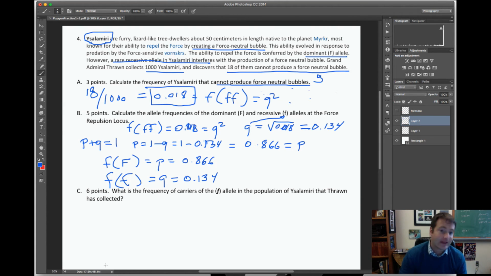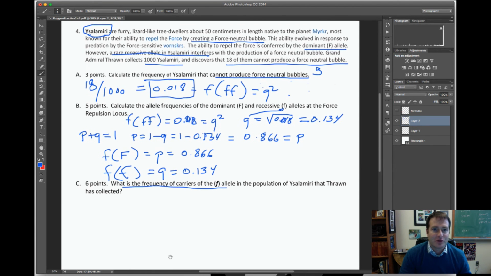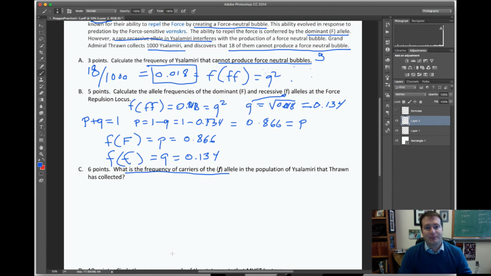Please? Anyway. What is the frequency of carriers of the little f allele in the population? So, this is the application. Really, this example is sort of funny and trivial in a way, but this is actually important if we're interested in, say, a new rare genetic disease in a population and we would like to know the carriers, right?